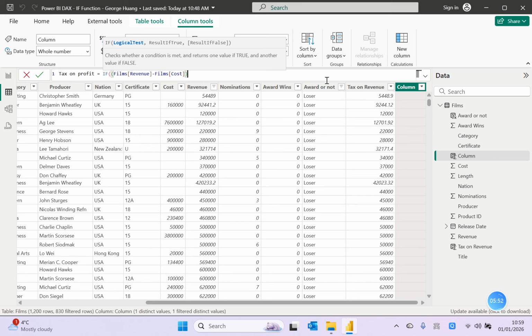Okay, let's copy it as the 20%, still 0.2. Otherwise, we get tax for the 0.1. That means 10%. Oh, sorry. Okay, it's done. Let's use Shift plus Enter to make it easy to understand.